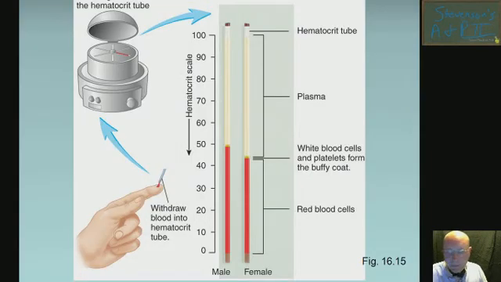Okay. So a way you can find out the hematocrit would be to centrifuge the blood down. As you centrifuge the blood down, the red blood cells will go to the bottom. The white cells and the platelets will form an area in between the red cells and the plasma, and the plasma will make up the largest percentage of the blood in the hematocrit tube.